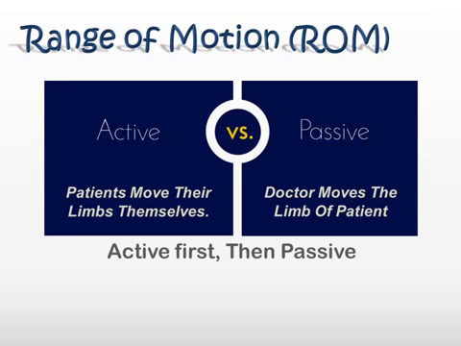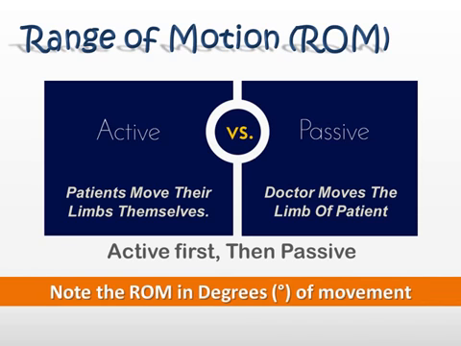Now when you're doing passive range of motion, assess the end feel. If the end feel is bony, it suggests a bony pathology like osteoarthritis or a fracture. But if the end feel is soft, it generally indicates a soft tissue pathology, like the problem might be in a joint capsule or ligaments or tendons or muscles. It will aid you in your differential diagnosis. Note the range of motion in degrees of movements from the standard position.